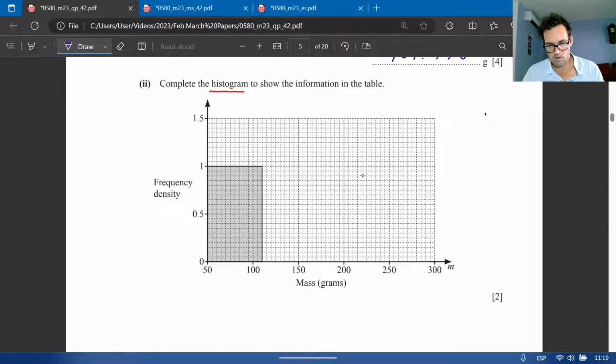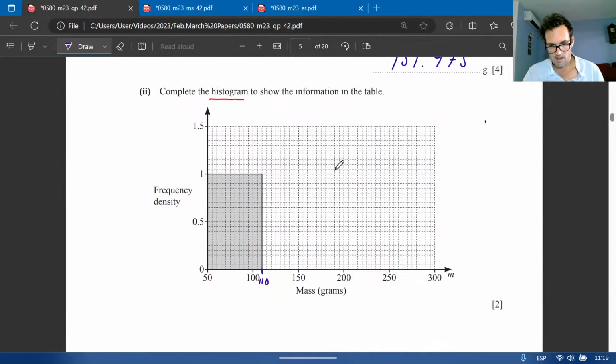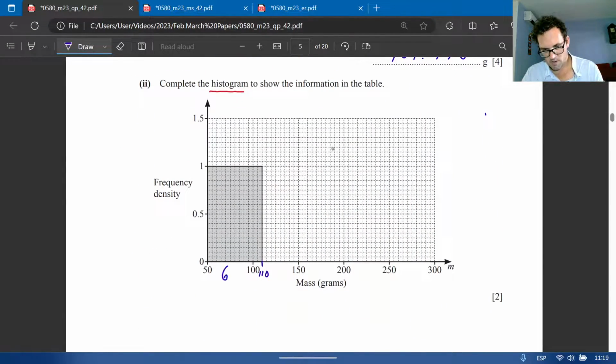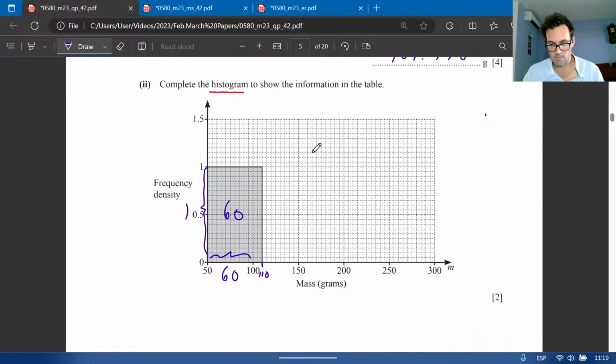So you see, this goes from 50 to, that's supposed to be 110. Like in the bar, that's 50 to 110. So the width of this bar is 60. And that goes up to 1. Okay, so this is 1, this is 60. 1 times 60 is 60. That is the frequency. Bam. Which makes sense. The width of the bar.